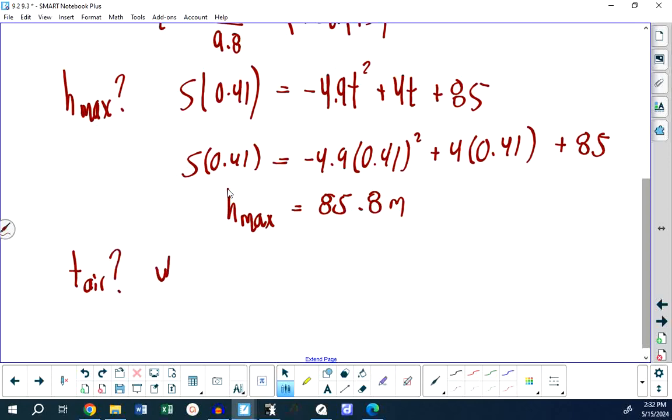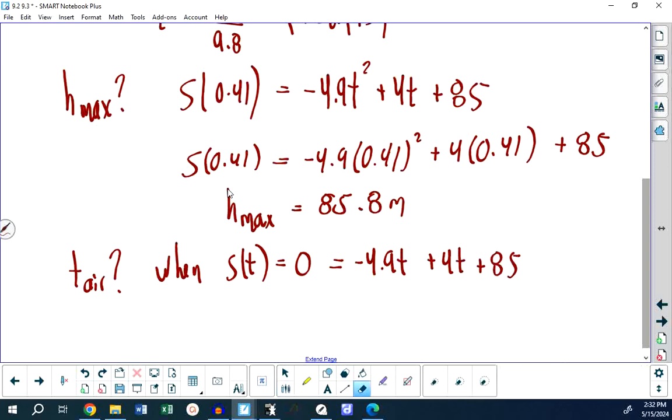Well, that's going to be when S is equal to zero. And thankfully, this is a calculus class. I don't have to go, well, if you haven't taken Math 20, then you have to break this path into pieces and add them together. We know how to solve quadratic equations here. So I'm just going to set 0 equal to negative 4.9t squared plus 4t plus 85. And I'm not going to waste my time thinking about factoring that. The likelihood that this is factorable is slim.